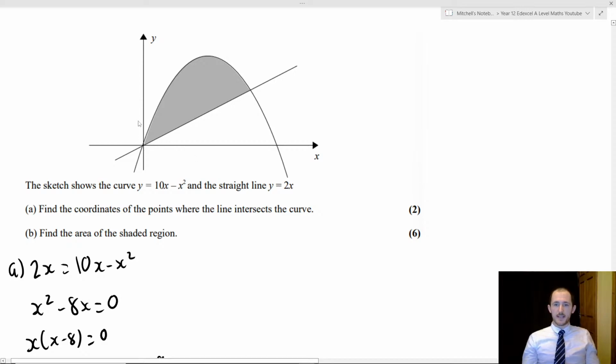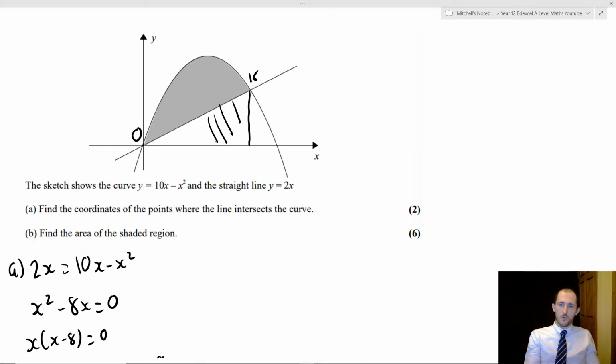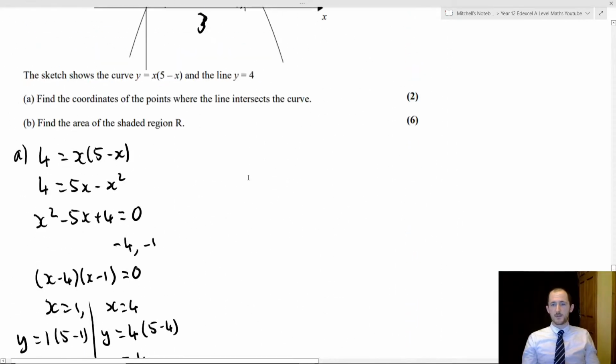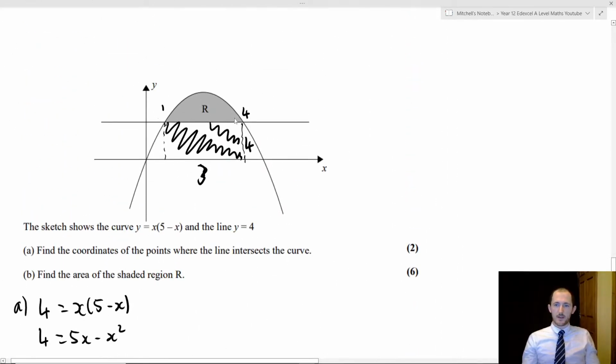Because if we were to integrate just the curve between, actually let's label the points here, 0 and 16, I would also add all of this area here, okay? So, what we can do is similar to this part, where we integrate between the curve and then subtract the rectangle, right?